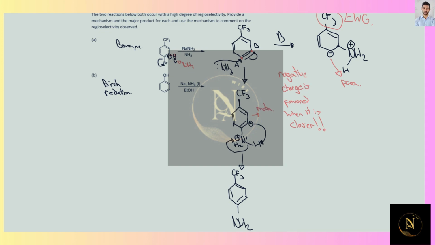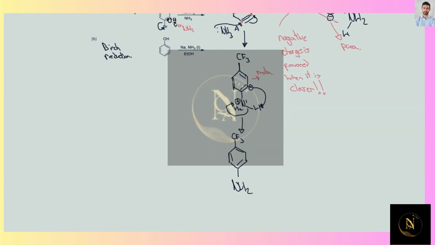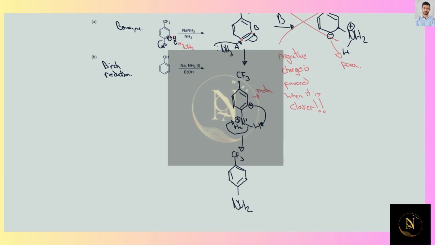So, since in this route the negative charge is farther away from the electron withdrawing group, this pathway is going to be destabilized and the reaction is not going to proceed through an attack at position B. The correct mechanism is going to be the attack at A, generating this product with high selectivity as mentioned.